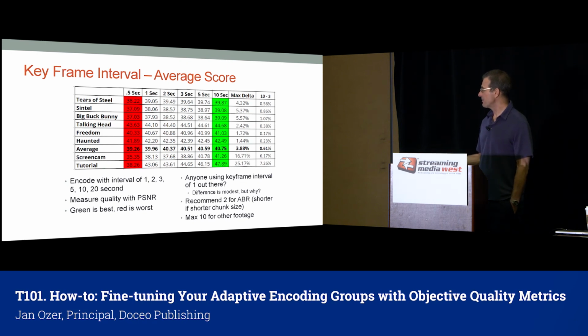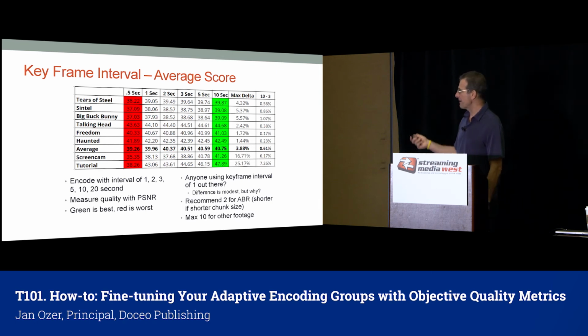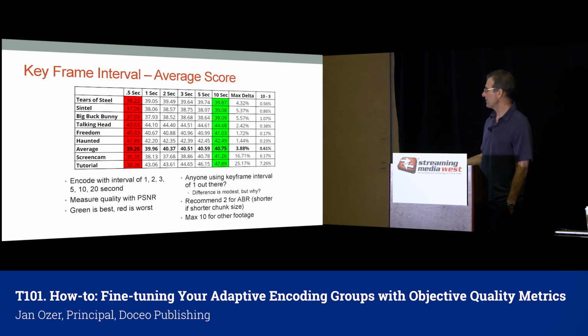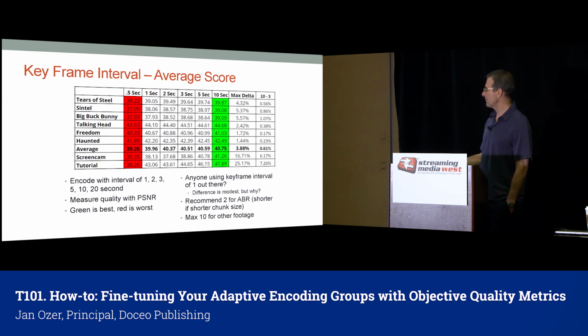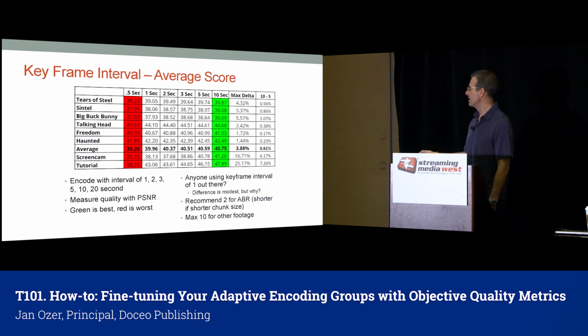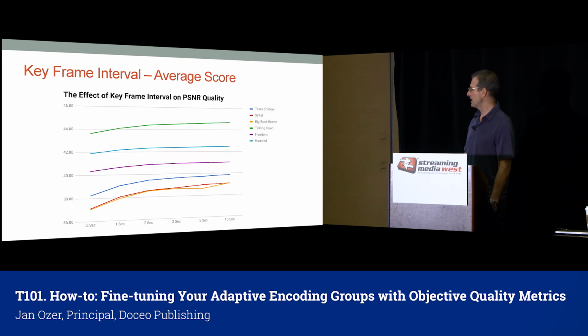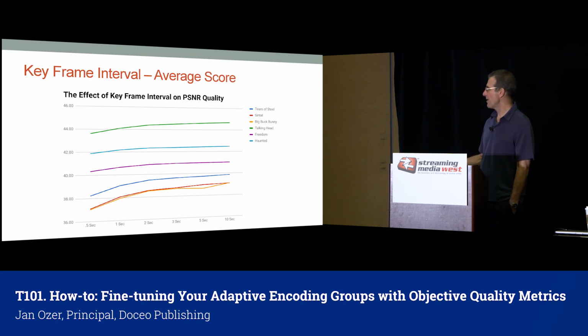And keyframe interval, same kind of deal. When we first started encoding files before adaptive bitrate technology, everybody used a 10 to 20 second keyframe interval. There is a significant quality difference. These are the 6 real-world and animated files. This is the screencam and tutorial, my synthetic files in the book. We see the difference between 0.5 seconds. The average is 39.26, 40.75 for 10 seconds. Again, not that huge a difference.